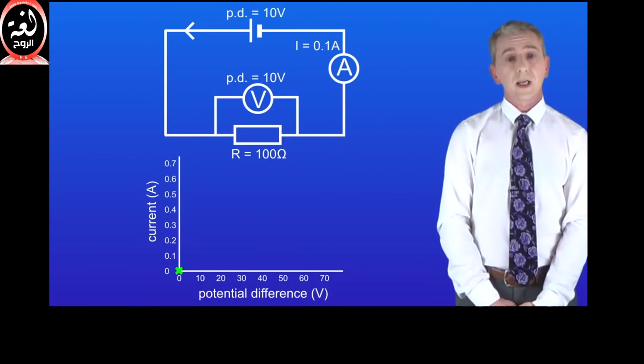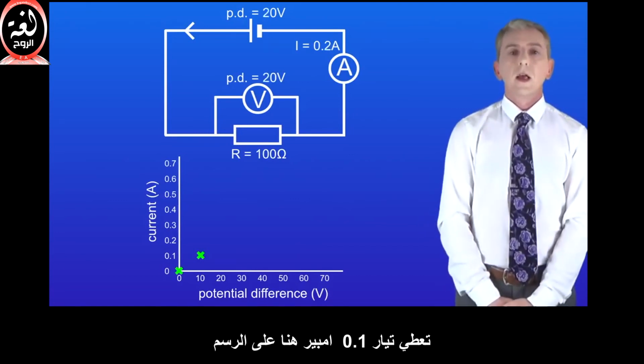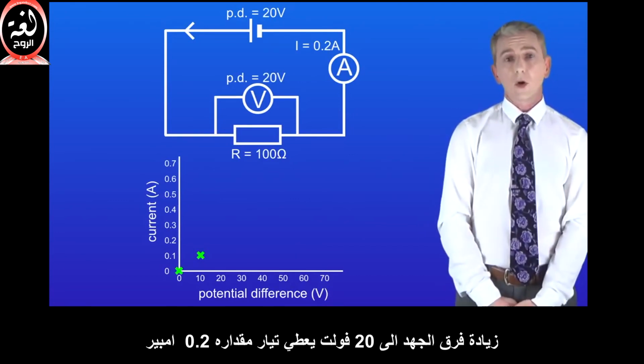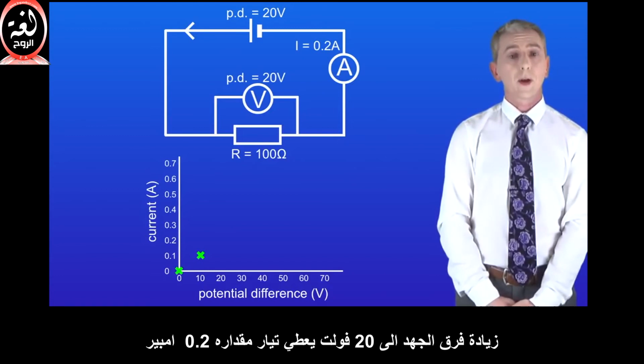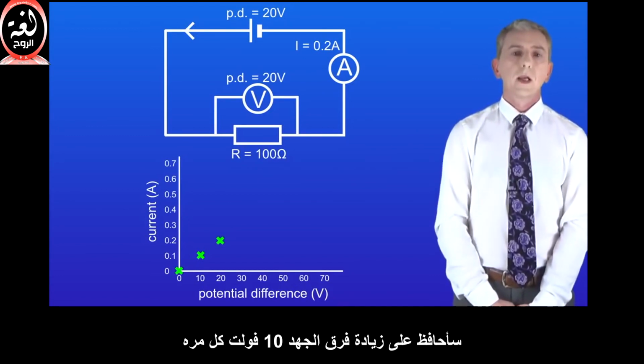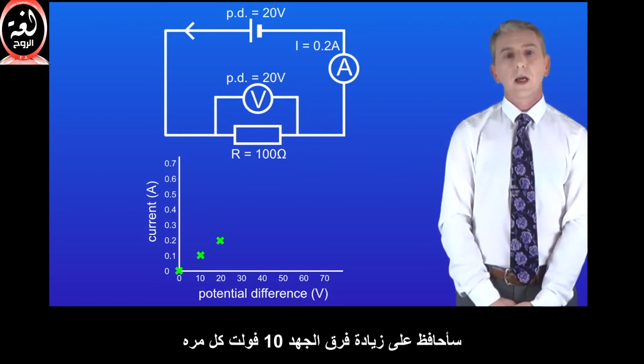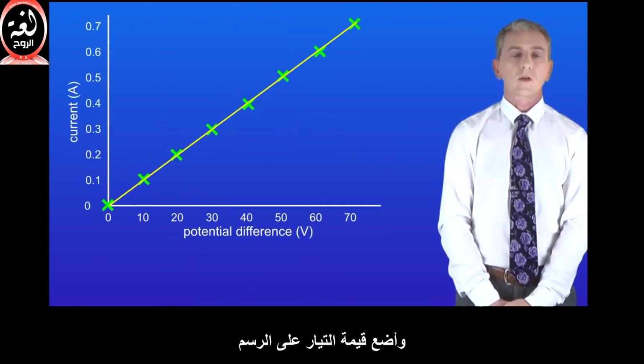Increasing the potential difference to 10 volts gives us a current of 0.1 amperes, and here it is on the graph. Increasing the potential difference to 20 volts gives us a current of 0.2 amperes, and again, here it is on the graph. Now I'm going to keep increasing the potential difference by 10 volts each time and plotting the current on the graph. So here are my final results.